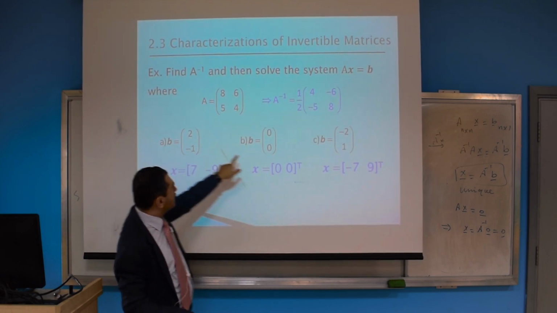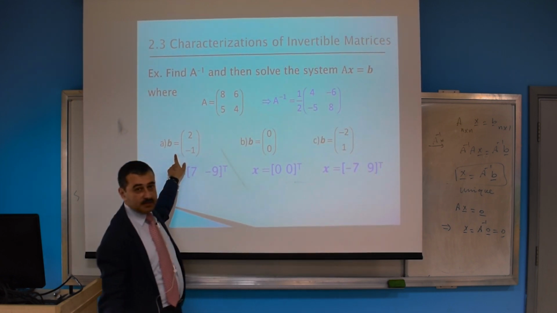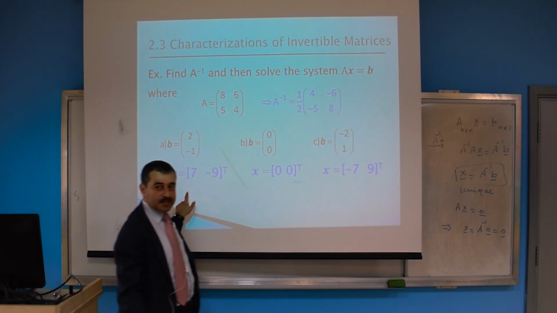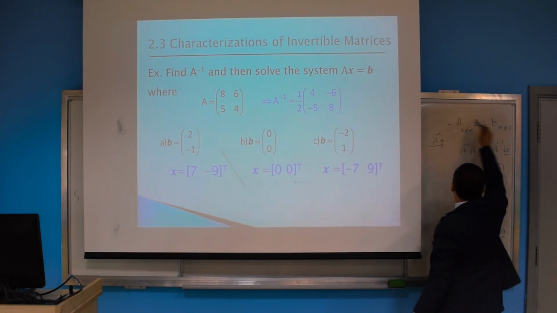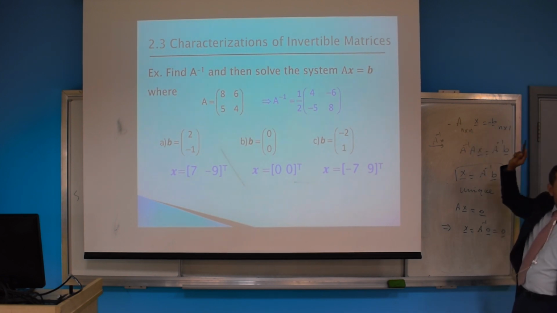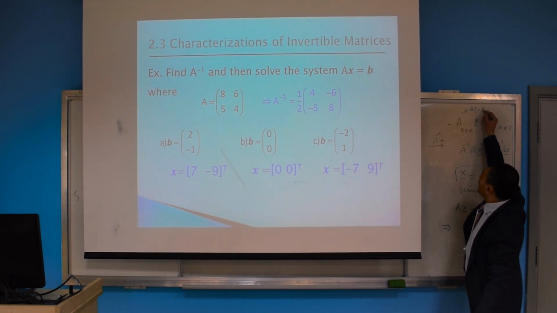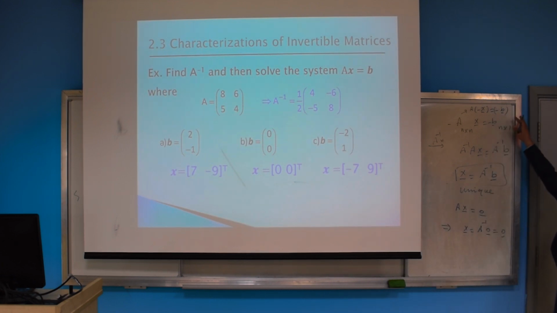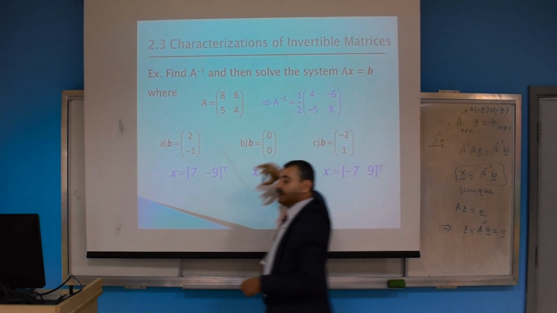بس نلاحظ حاجة ما بين الBs هنا، this B is the negative of this B, therefore this X is the negative of this X. And if you multiply this equation by negative, then you'll have A times negative X equal negative B. صح؟ كأنك كاتبها كده A times negative X equal negative B. So when you have the right hand side negative certain B's, then the solution would be the negative of this solution.